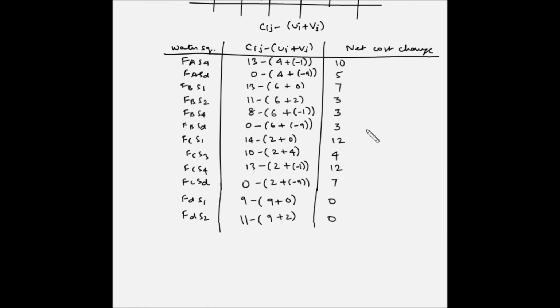Now after we have evaluated the net cost change values for all the water squares, the next step is to evaluate the solution for optimality by reviewing the sign of the net cost change values. If all the signs are positive, then the optimal solution has been reached. So here we don't have any negative net cost change value, which means that the solution which we are testing for optimality is actually the optimal solution. And for that solution, our total transportation cost was equal to 1465 rupees. So this is the total transportation cost for this transportation problem.